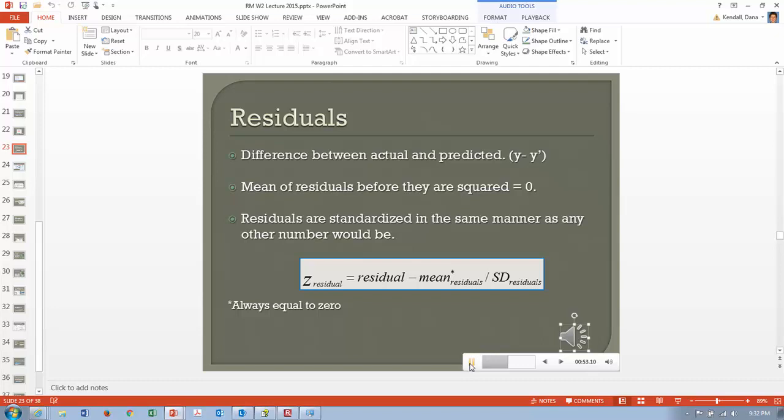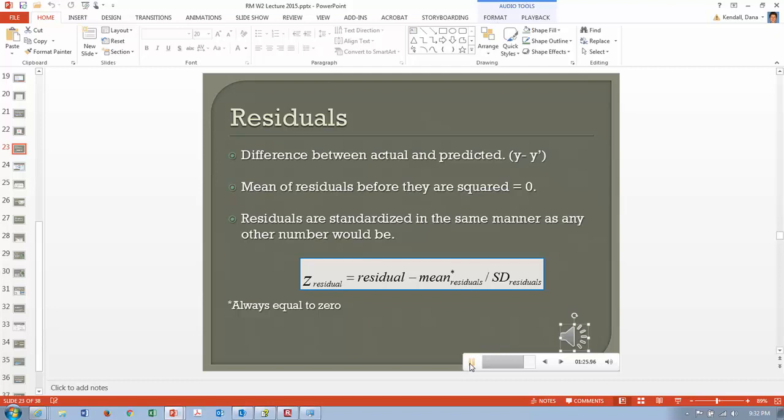and then we can standardize the residuals as well. So just so you know, standardizing a residual is done the exact same way as you'd standardize any other score. So you would just take that residual value, subtract off the mean of the residuals, which will always be 0, and then you take that term and divide it by the standard deviation of the residuals. So that is how you would do it.